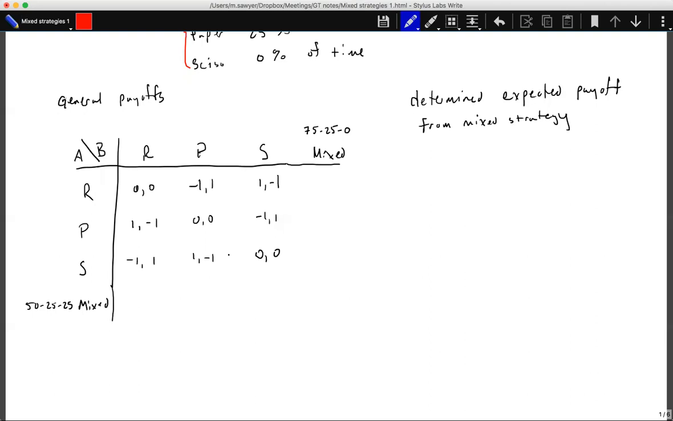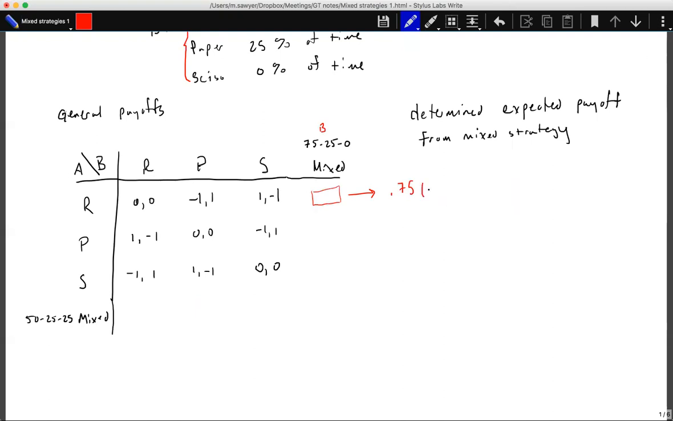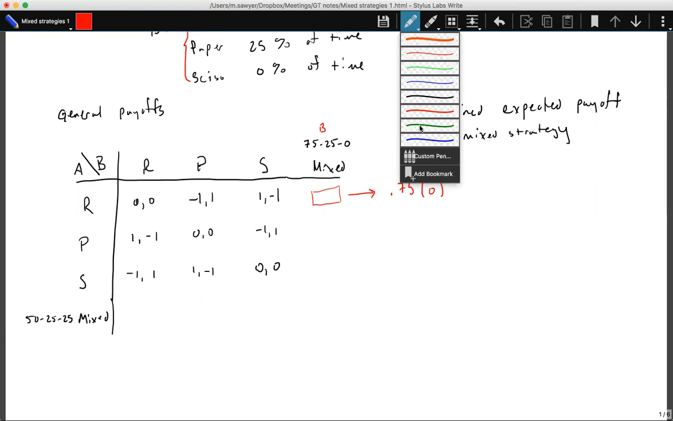And we know the general strategies and the payoffs here, but we want to know the payoffs if we play the mixed strategies. And so when we're looking for the expected payoffs from the mixed strategies, we need to determine how player B's 75-25-0 mixed strategy compares against player A's rock strategy. So what we can do is say that if player B plays rock 75% of the time, they'll get a payoff of 0. This is player B's payoff of 0.